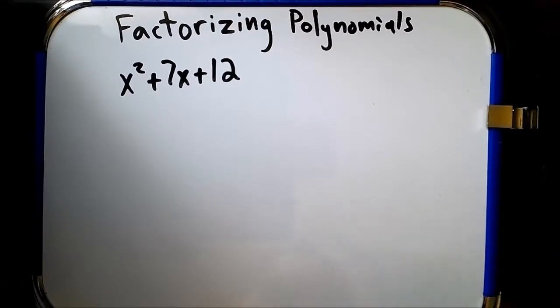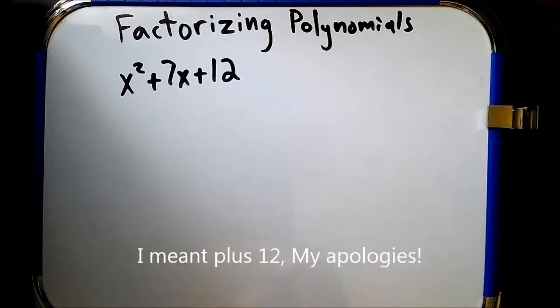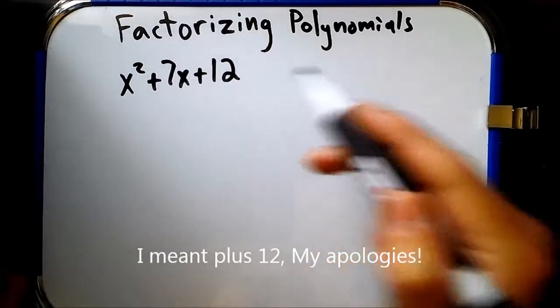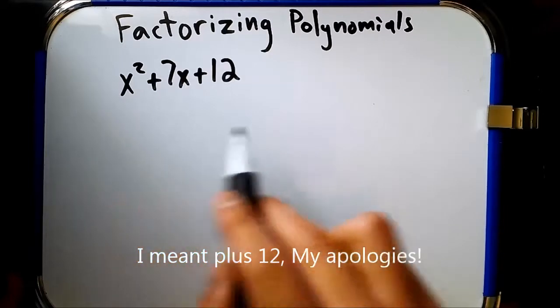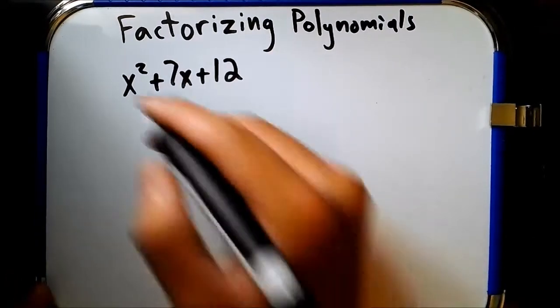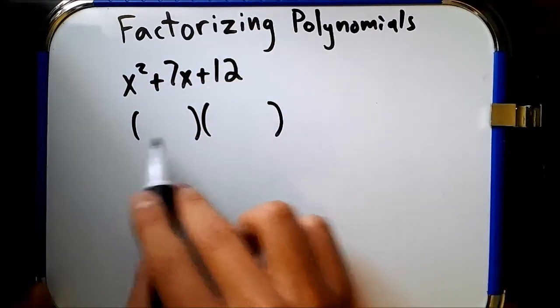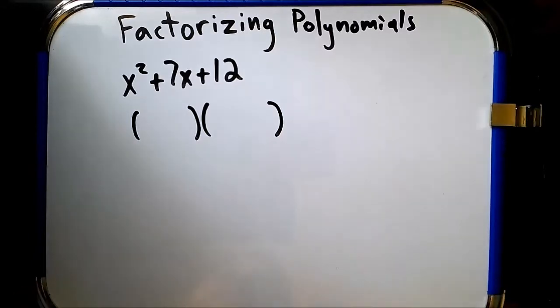So let's look at the first one right here that we have. x squared plus 7x equals 12. Well, to factorize a polynomial, this is what a polynomial is, by the way, what we're actually doing is separating it into two groups that you multiply together. So here's how you do it.